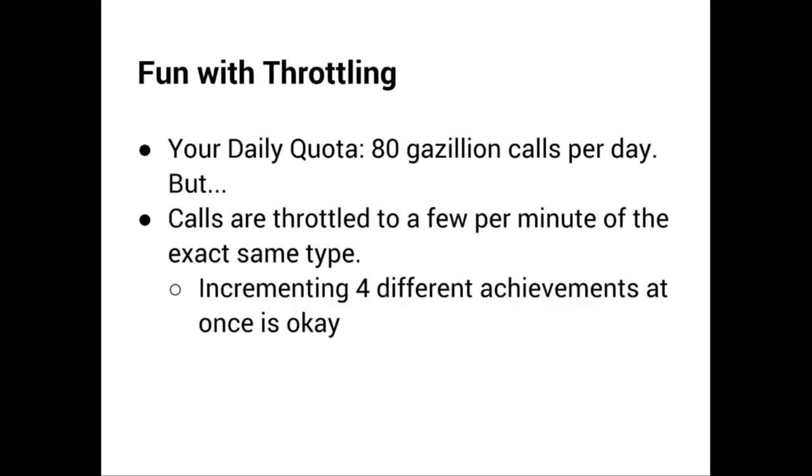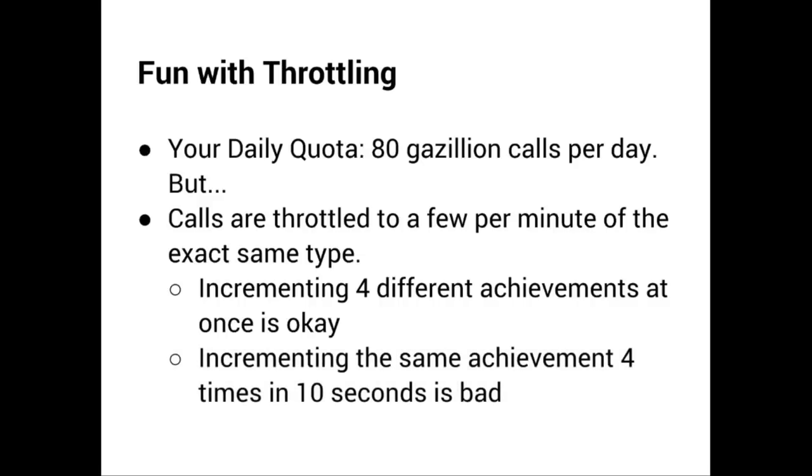We have different limits for that, and in general, as long as you're acting reasonable there, you're okay. However, if you were to try and increment the same achievement, say 4 times in 10 seconds or 10 times a minute, that's bad, and that would probably cause about half of your calls to fail. What's even more interesting is half of your calls will fail, but if you were to look up your quota, it would still say you're using 0 or 1% of your quota, because that's really talking about your 80 gazillion calls per day and not mentioning the fact that half of your calls are getting throttled.